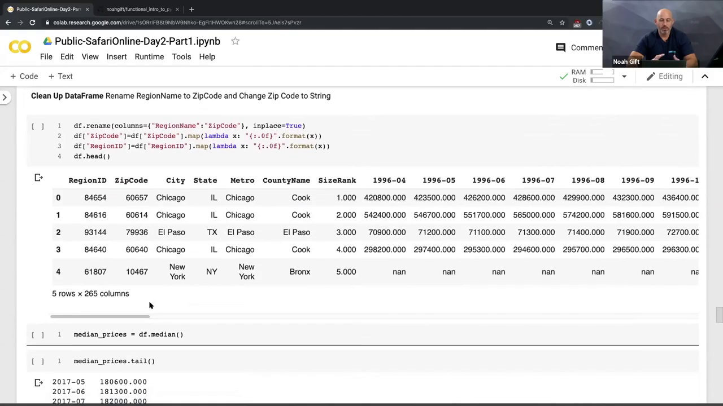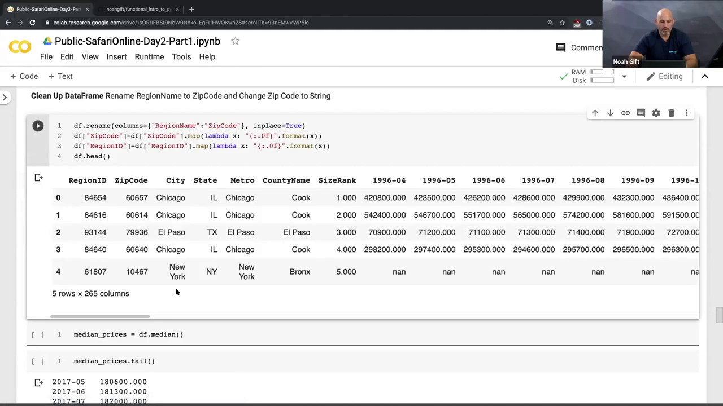Typically, you also have to clean things up. It's almost never that you get a data set and it's exactly the way you want. For example, I don't know why Zillow did this, but they called the zip code the region name. So I renamed it to zip code so I understand what it's doing. I also had to clean up the formatting of some columns. That's what I do right there.